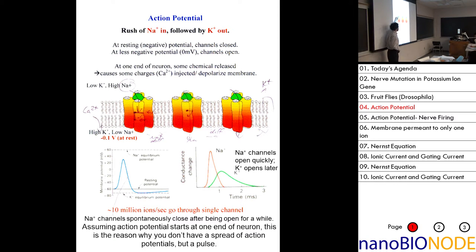It turns out the amount of sodium or potassium flowing through does not need to be large in order to cause this change in the potential.